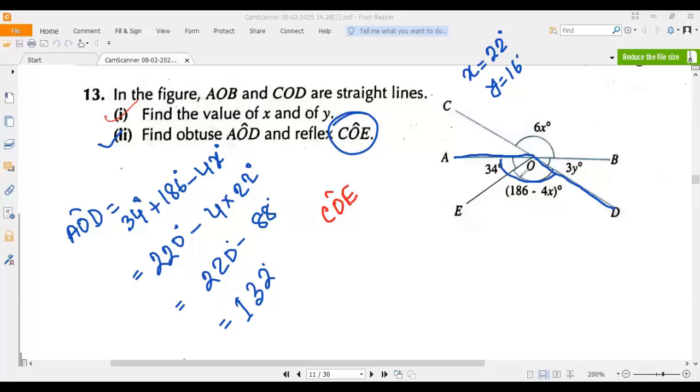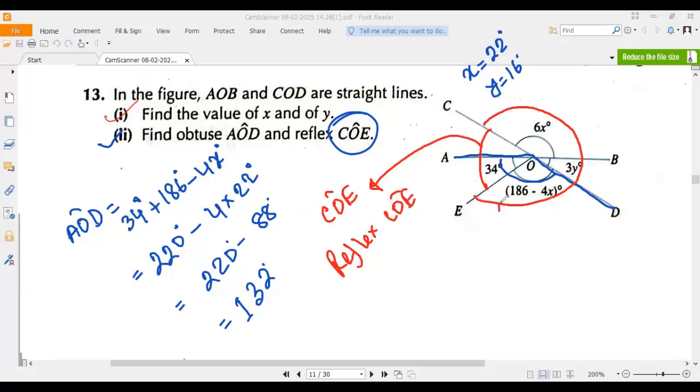So what is COE? We can say this one is COE. Try to understand. This one is COE. But if I want to say reflex COE, then it will be this value. This is the largest angle. It will be the reflex COE. At first we will find out COE, then we will subtract from 360.